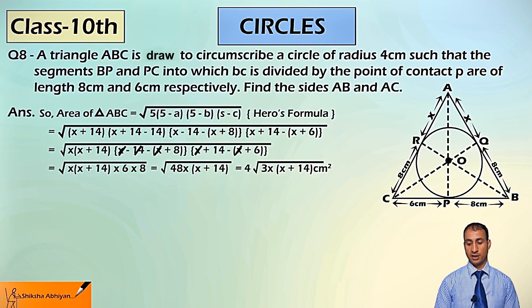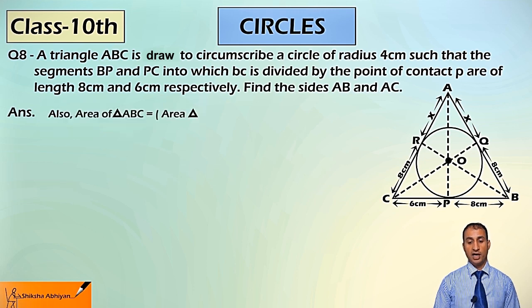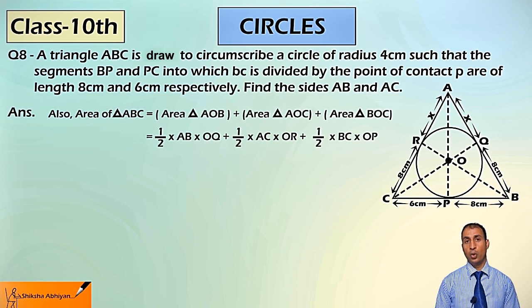Mark it equation 1. अब हम किसी दूसरे वे से इस ट्रायंगल का एरिया निकालते हैं. Also area of triangle ABC is area of triangle AOB plus area of triangle AOC plus area of triangle BOC. इन तीनों से ही मिलके बन रहा है ये ABC ट्रायंगल. Now area of triangle AOB will be half AB into OQ. यहाँ पर AB बेस है और OQ परपेंडिकुलर है. Second, area of triangle AOC will be half AC into OR, where OR is perpendicular and AC is base. And area of triangle BOC will be half BC into OP, that is BC base and OP perpendicular.